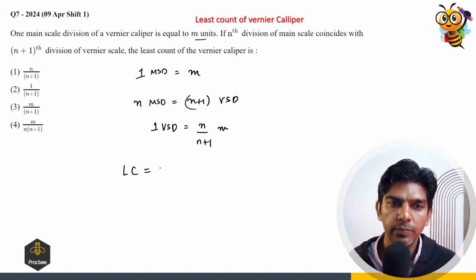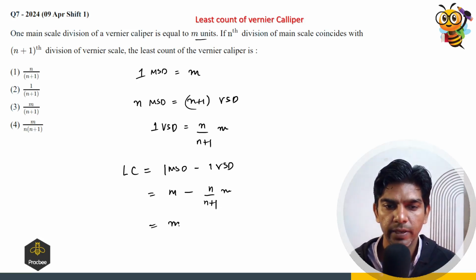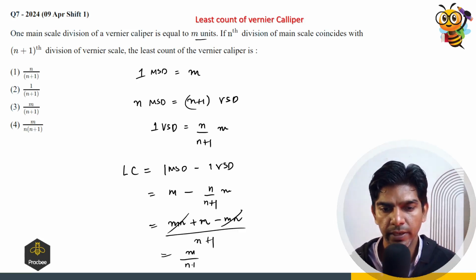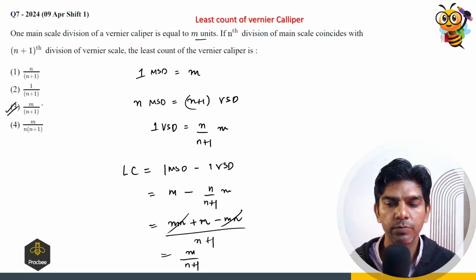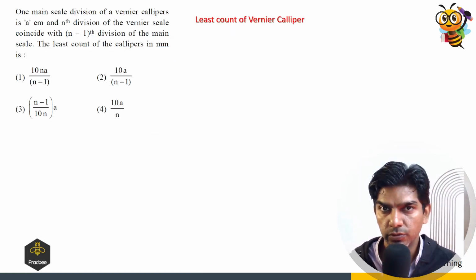So least count will be 1 main scale division minus 1 Vernier scale division. So that is m minus n upon n plus 1 times m. So which will give us m times n plus m minus mn divided by n plus 1. So that will be m divided by n plus 1. So option 3 is the right answer. Let us see another question based on least count.